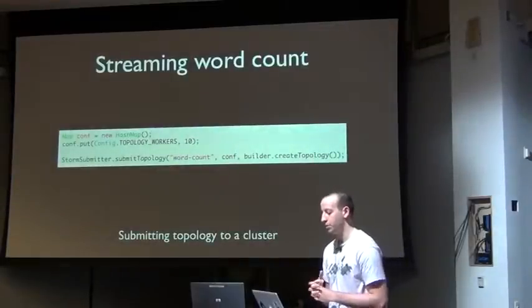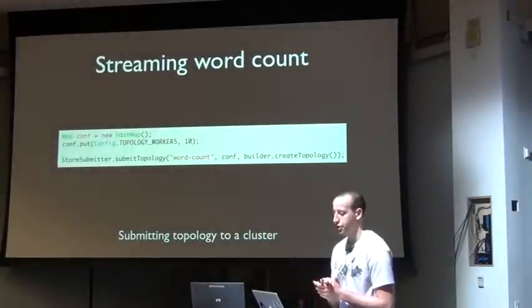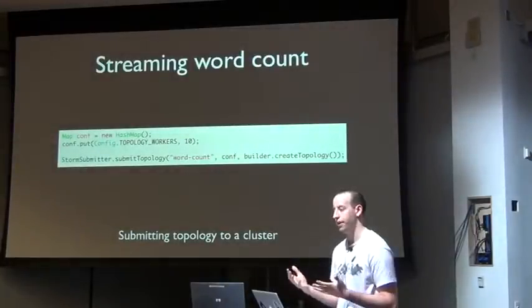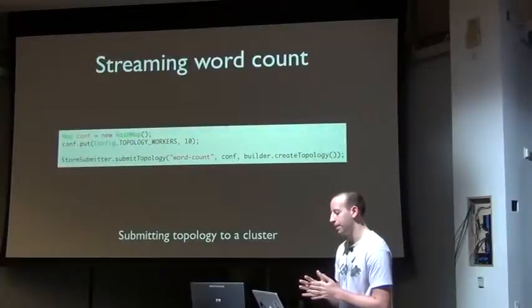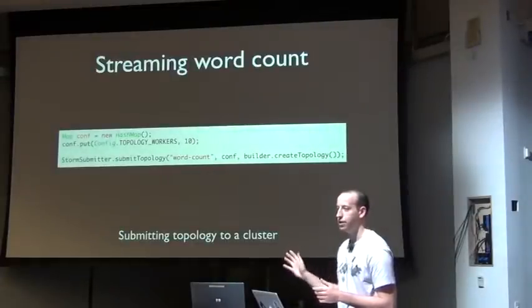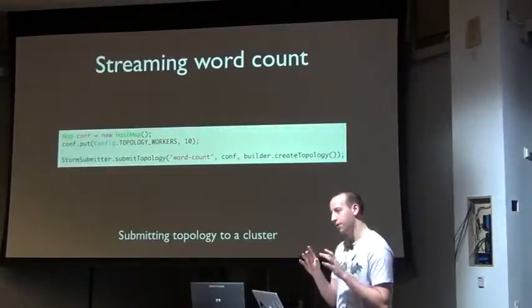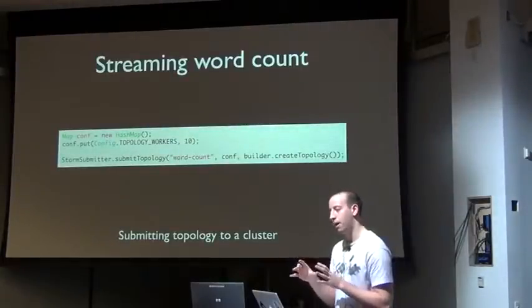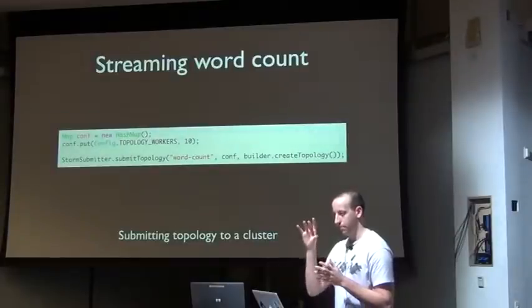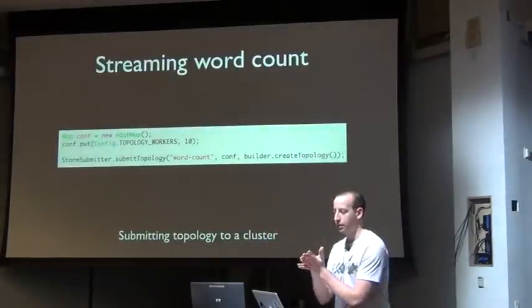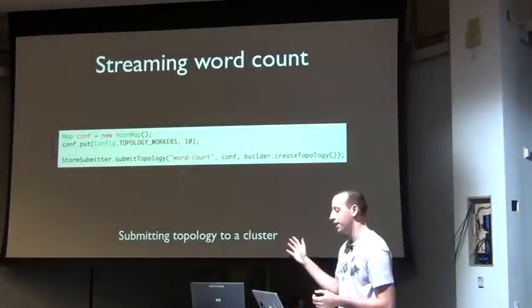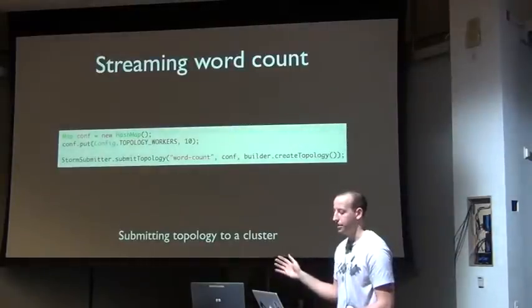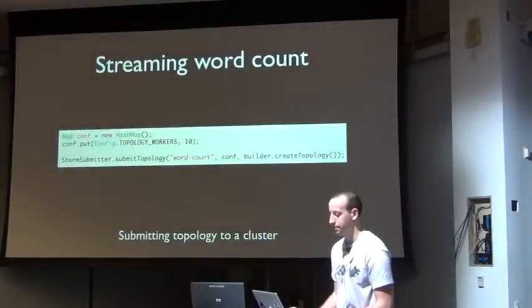So if you wanted to submit this onto a cluster, you would do this. First you create what's called a topology configuration. This is kind of similar to the Hadoop job conf. And this is just used to tweak various aspects of how topologies execute. So here we say, let's run this topology with 10 workers. That just means there will be 10 physical JVMs running this topology across the cluster, and every physical JVM will execute some subset of the total tasks for the topology. Then to submit it, you say StormSubmitter.submitTopology, you give the topology a name, give it a configuration, and then you give it the topology.